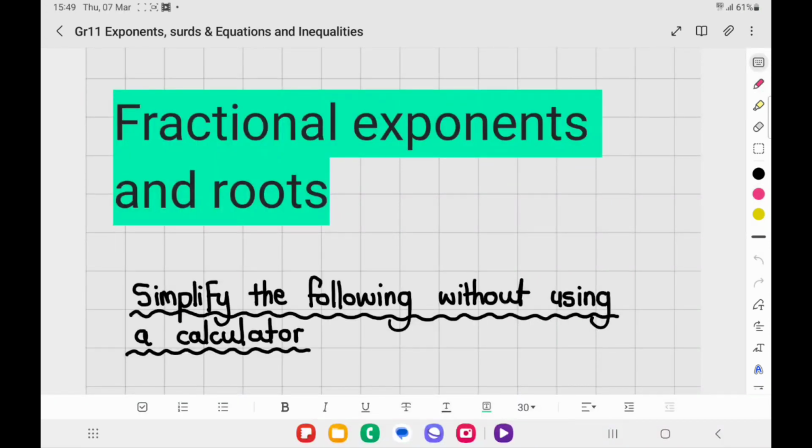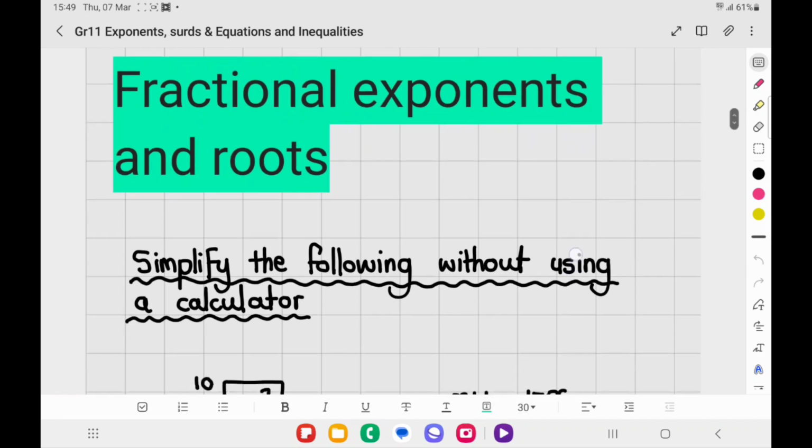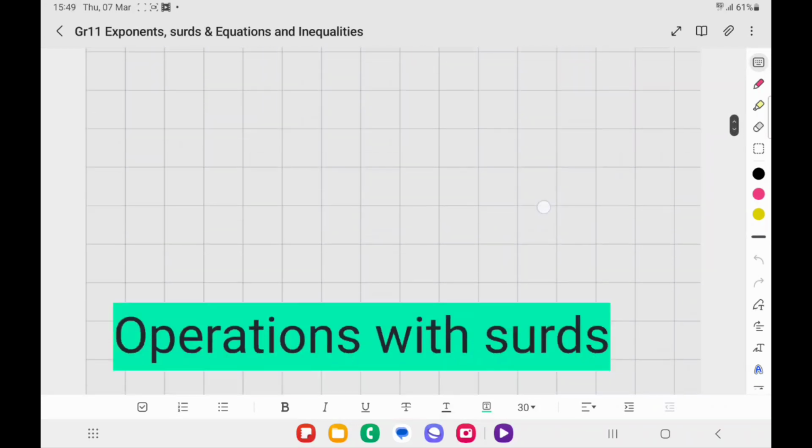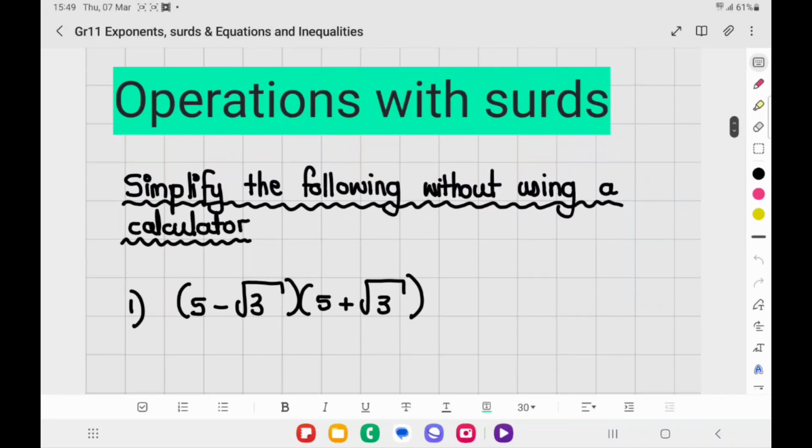So that is it for video 2. Please join me with the next video where we'll be looking at fractional exponents and roots, as well as operations with surds. This is a collection of videos where I'm dealing with all of the exponents, surds, and equations and inequalities that we are doing in grade 11.